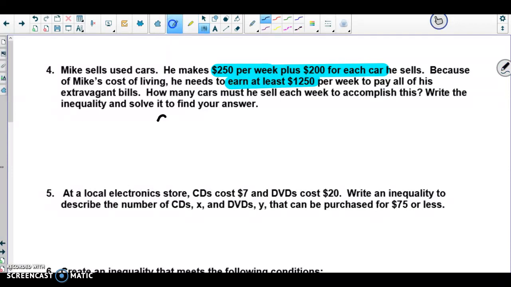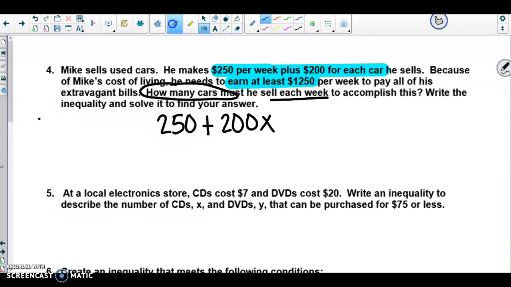So he does make the $250 each week. And keep in mind, we're saying each week here. So we're just going to have it one time, $250 plus, because it tells us the plus, $200 for each car. Well, we don't know how many cars. That's our X, because we want to figure out how many cars must he sell. So X equals number of cars.